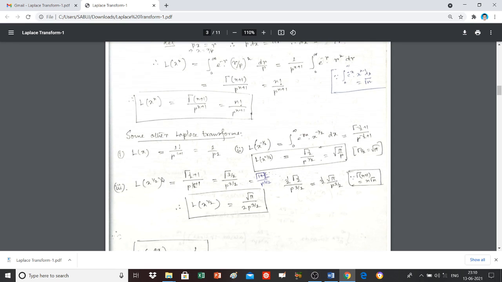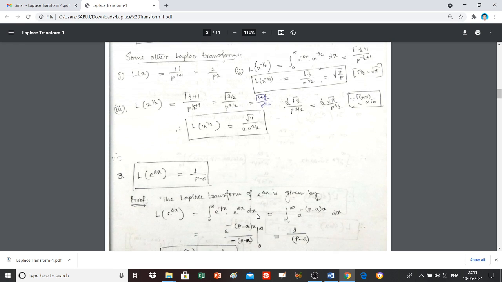Then x to the power half. In this case n is equal to half, so just use this relation: gamma of half plus 1 by p to the half plus 1, that is equal to gamma 3 by 2 by p to the 3 by 2. You can write this as gamma of half plus 1, and you know that gamma n plus 1 is equal to n gamma n. So in this case n is half, so n gamma n means half gamma half by p to the 3 by 2, that is equal to half, and you know gamma half is equal to square root pi, by p to the 3 by 2. So the Laplace transform of x to the power half is equal to square root pi by 2 p to the 3 by 2.